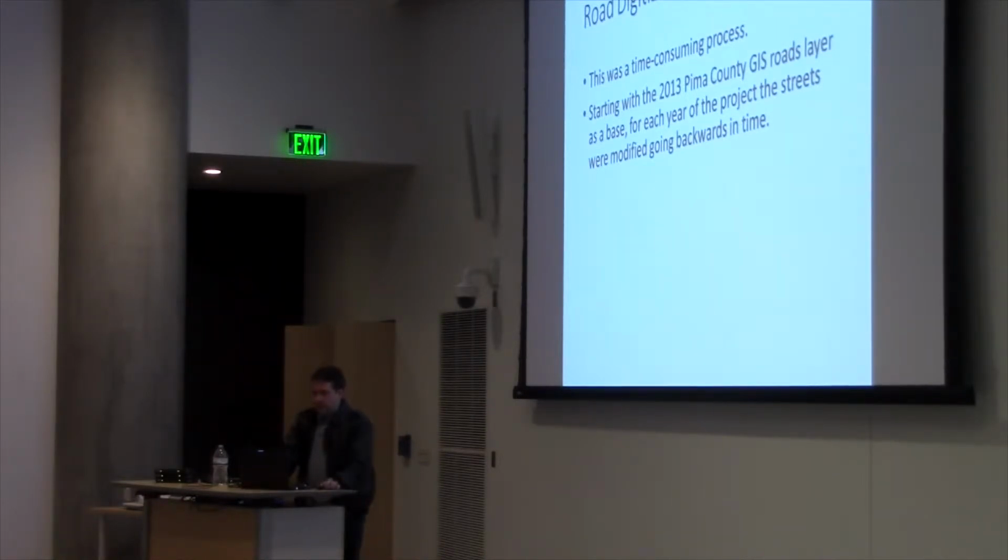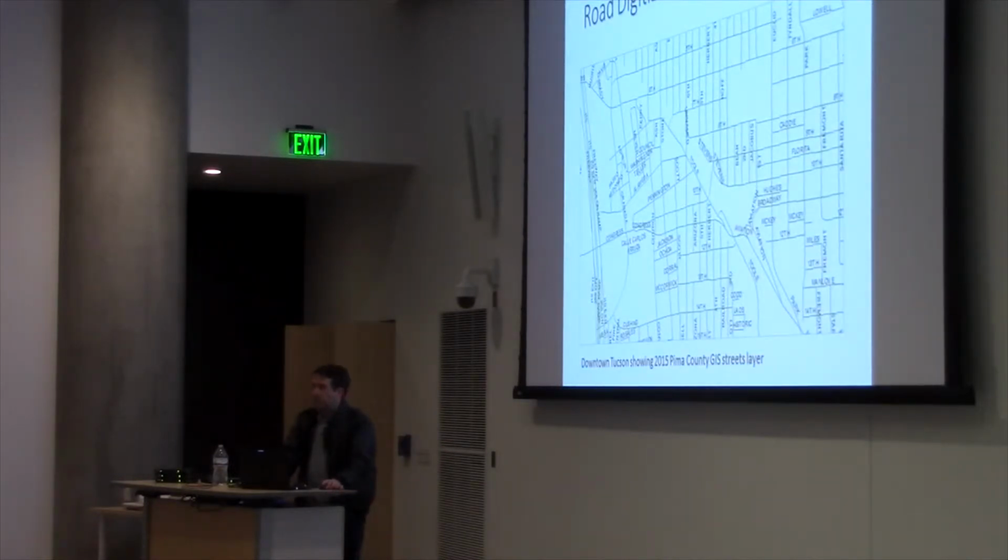So this should say 2015, actually. So I started with the roads layer from 2015, and then I moved backwards. And going backwards in time, I modified the roads layer as appropriate for the maps from that period. And then I took that one and moved to the preceding year and so on. So over time, the task got a little bit easier because the number of roads I had to digitize got smaller and smaller and smaller.